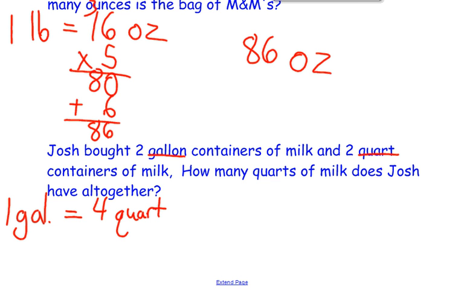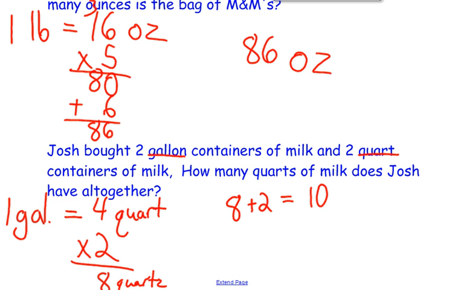And in this case, we have 2 gallons, so we need to multiply by 2. And we're going to get a total of 8 quarts. Now we need to look at what else we have, since we have 2 quart containers. Right, so 2 1-quart containers. So we're going to take our 8, add it to 2, and get an answer of 10. And so in the end, we have 10 quarts of milk available.